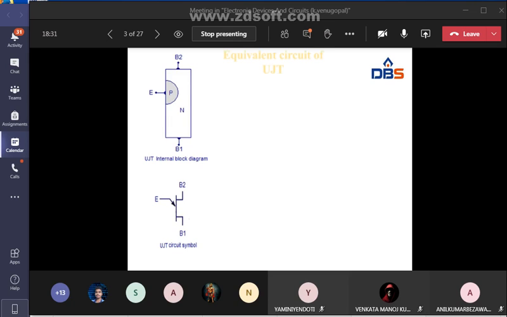See the block diagram of UJT and the UJT symbol and the internal circuit. That is the equivalent circuit of UJT. Okay, see here. It is a block diagram of UJT. This is the N-type layer, and this one is the P-type layer. UJT has 2 layers, N-type layer and P-type layer.